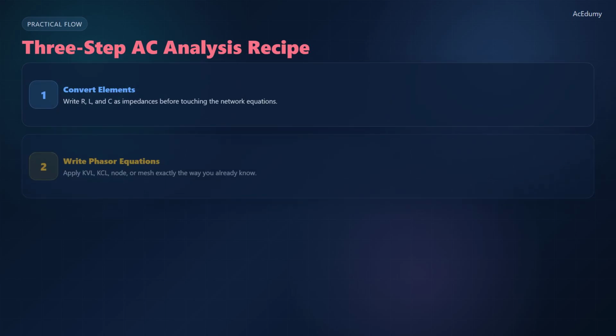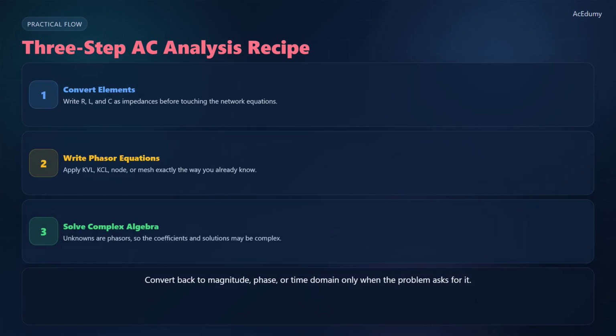In practice, the recipe is short. First, replace R, L, and C with impedances. Second, write KVL, KCL, node or mesh equations with phasors. Third, solve the complex equations for the unknown phasors. After that, convert back to magnitude and phase, or to the time domain only if the problem asks for it.